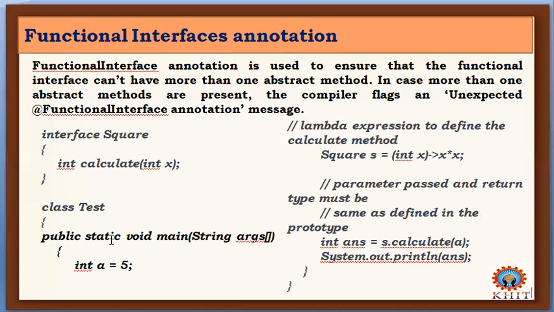Calculate is an abstract method. An abstract method means there is no body, we just write it in the interface, right? So okay, the name of the interface is Square and the name of the abstract method is calculate.